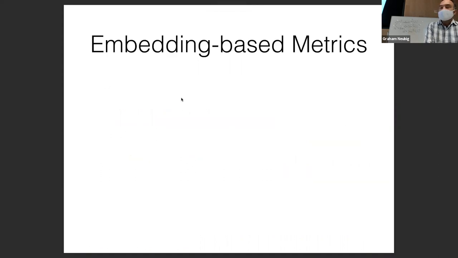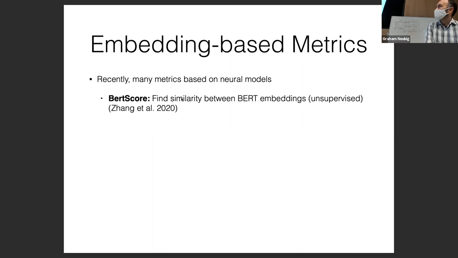So what should you do instead if you can't do human evaluation? Recently, there are many metrics that have been created based on neural models that do a lot better. For example, BERTScore calculates embeddings from BERT, which we haven't covered yet, but I think a lot of people know. It's basically a pre-trained embedding model. And you try to find the similarity between the BERT embeddings of the reference and the system output.